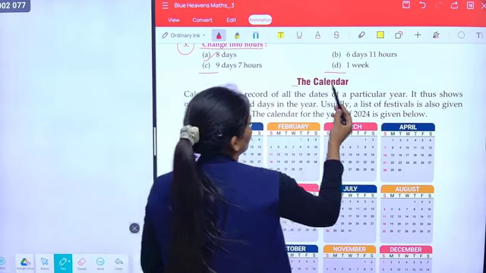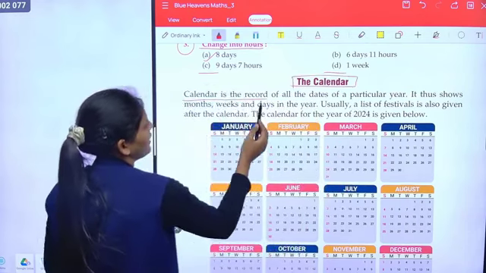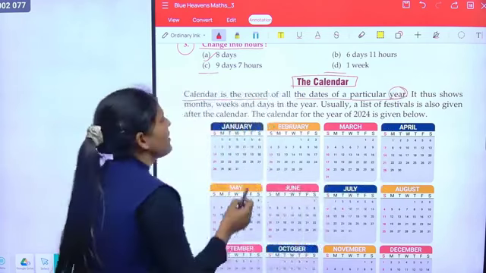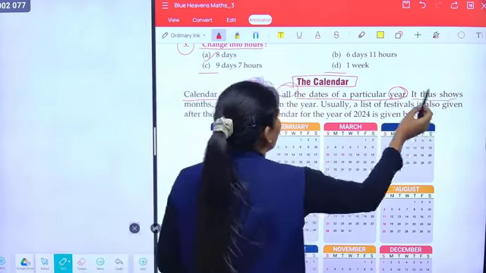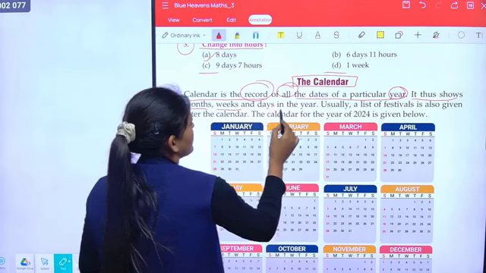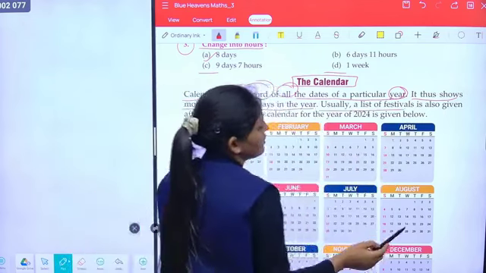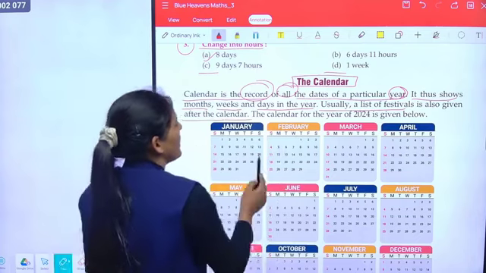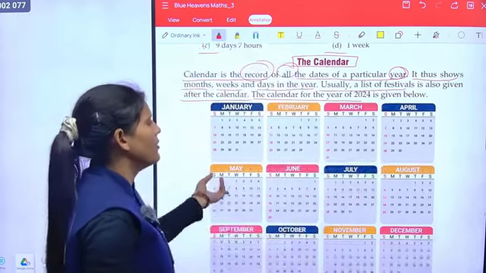Now the calendar. Students, calendar is the record of all the dates of a particular year. It does show months, weeks, days in a year. Usually a list of festivals is also given after the calendar. The calendar of the year 2024 is given below.